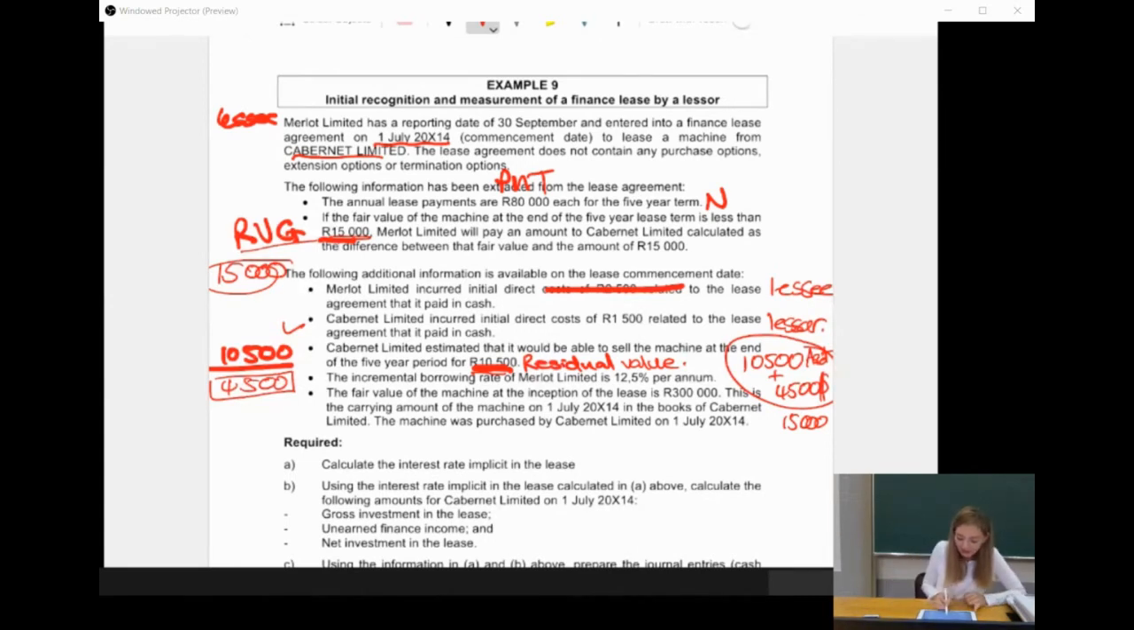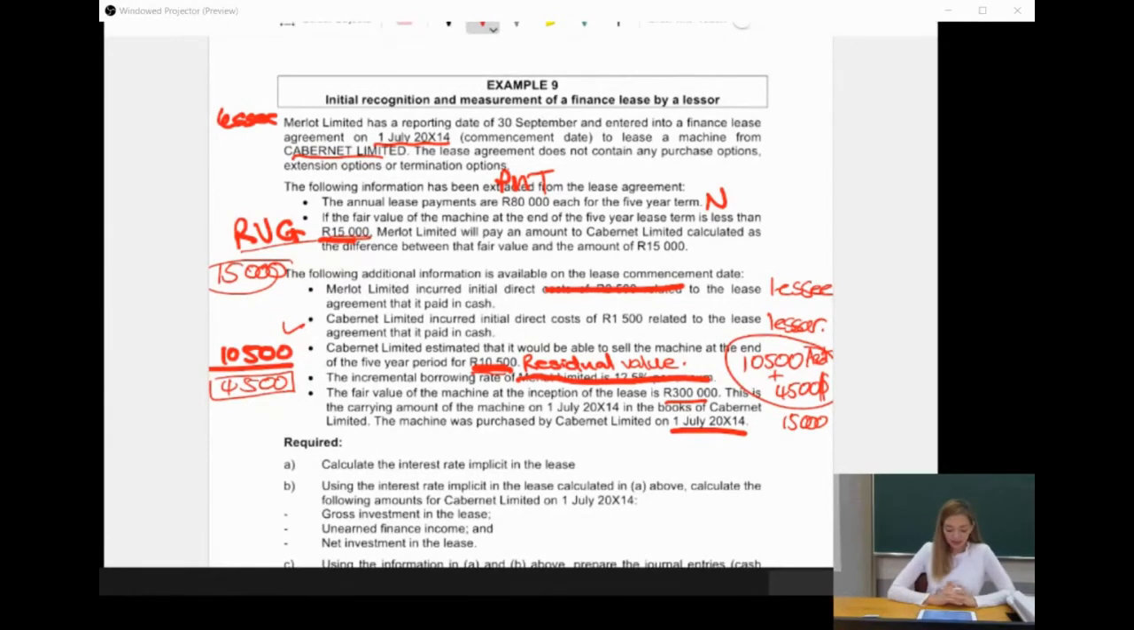Incremental borrowing rate of Merlot. Again, I'm giving you that to give you the opportunity to show me that you know that it's irrelevant. The fair value of the machine at the inception of the lease is 300,000. So that's the fair value of the asset that the lessor is giving up, which is also the carrying amount of the machine on the commencement date in the books of the lessor. And interestingly, it was purchased on the same day that it was leased out to the lessee, and you'll see many times that this does happen in our questions.